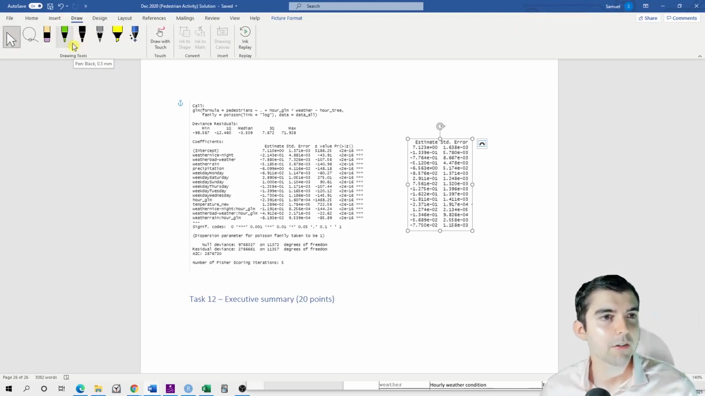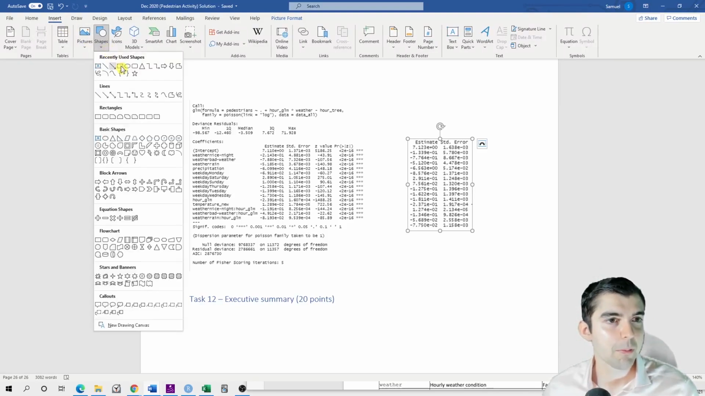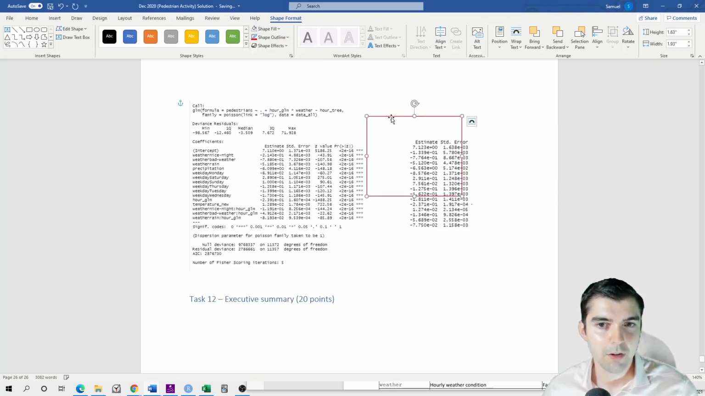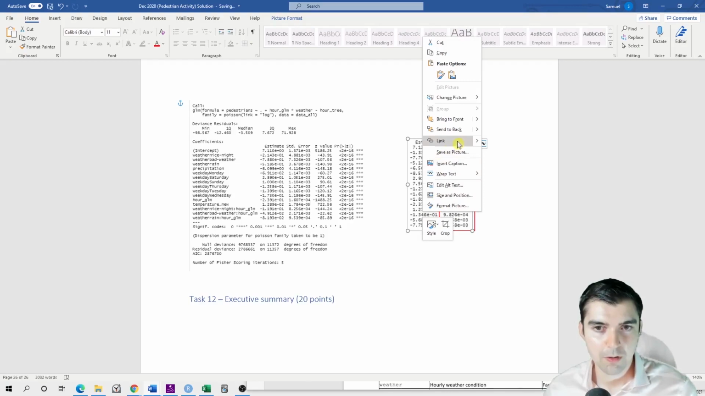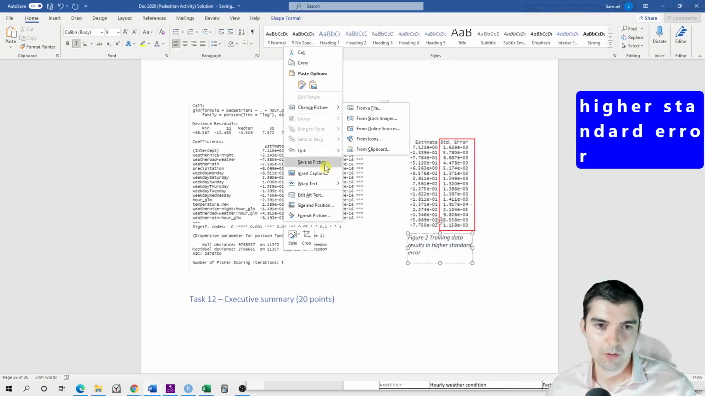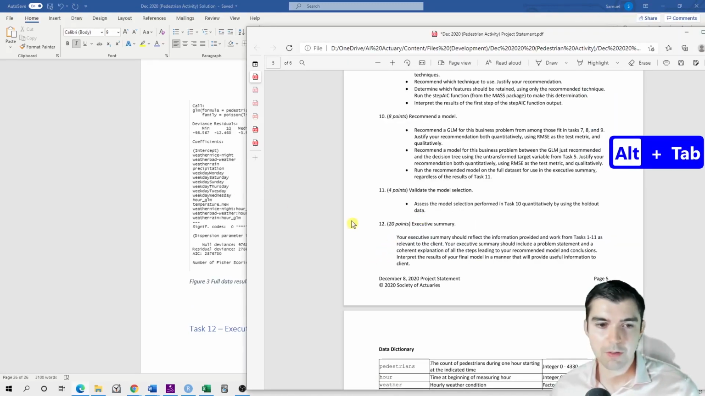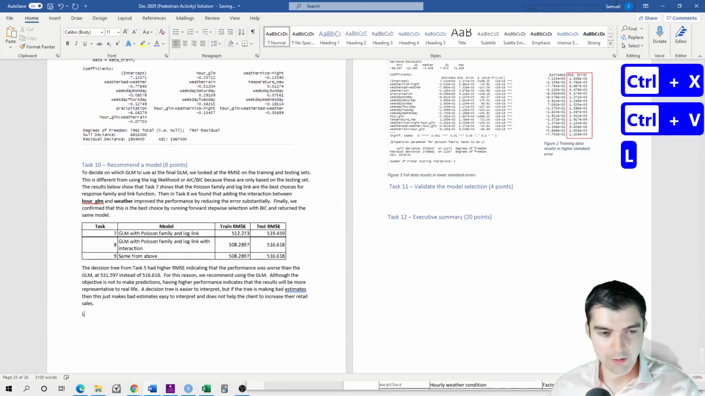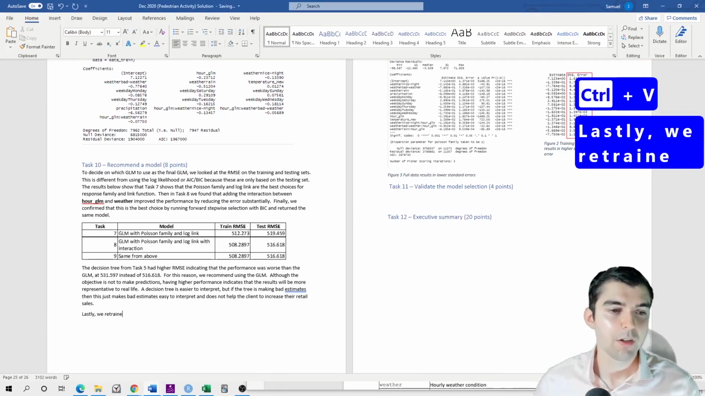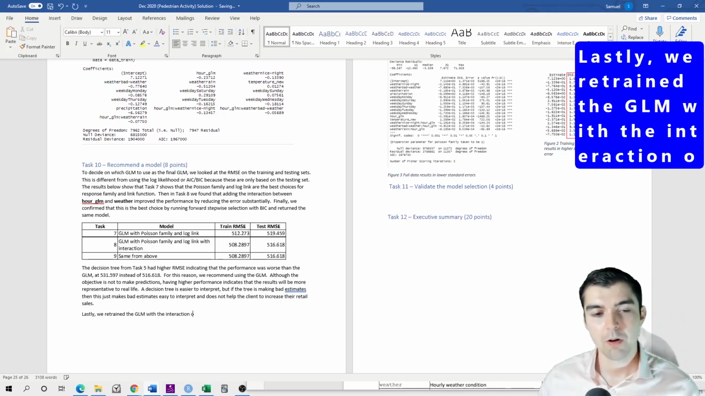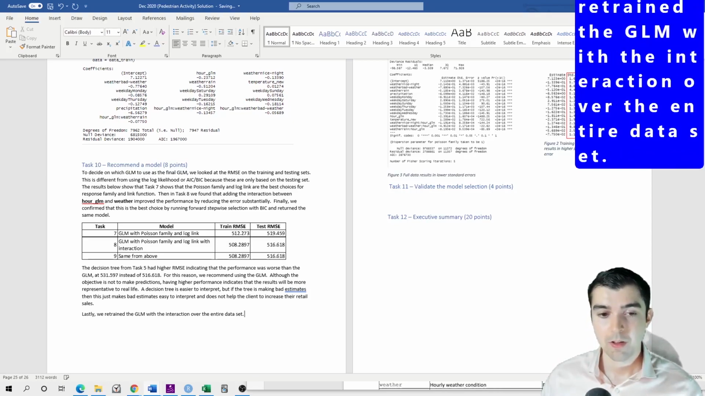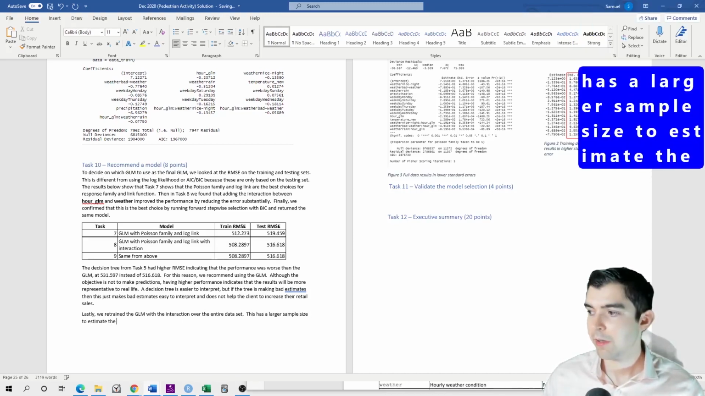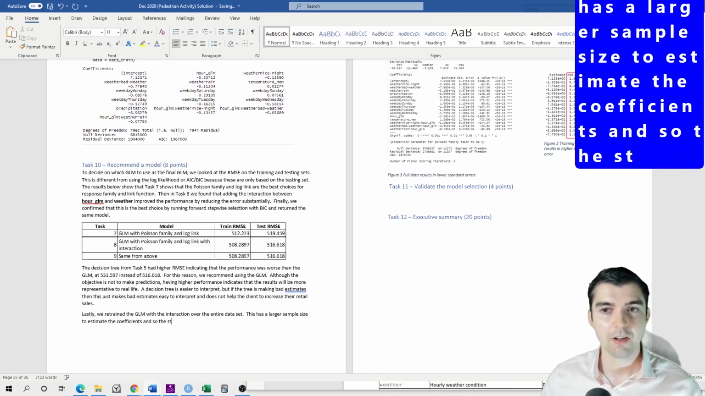And I would just add an annotation around that. So I'll just do insert shape box, no fill, shape outline red, and insert caption. So these were from the training data. And then just add a summary. And this is actually still in task 10, so take task 11 right here and move that down. Lastly, we retrained the GLM with the interaction over the entire data set. This has a larger sample size to estimate the coefficients, and so the standard errors are smaller.